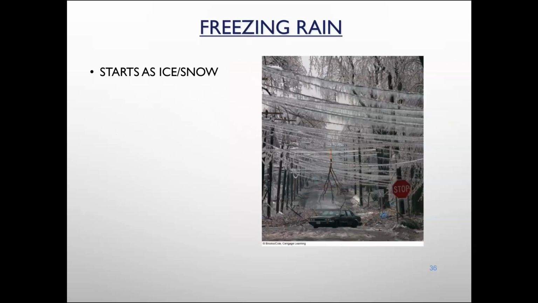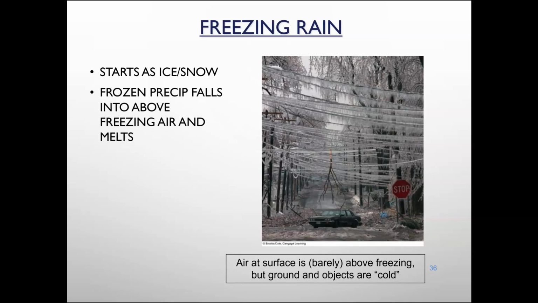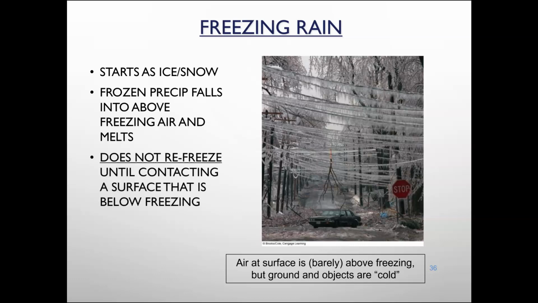Freezing rain starts again as ice and snow, just like everything else here. It's going to fall into that above-freezing air. It's going to have potentially a greater depth of the atmosphere that is above freezing, therefore allowing it to completely melt. And then it has a very shallow sub-freezing layer. Sometimes it can even be barely above freezing at the surface, but we simply have objects that, maybe due to nighttime cooling or other effects in the atmosphere, are slightly below freezing.